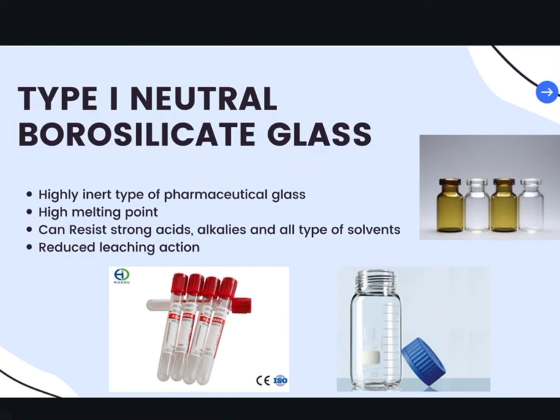It is highly inert type of pharmaceutical glass. It has high melting point, can resist strong acid, alkalis, and all type of solvent. It can reduce leaching action. As we know that it is strong, can resist strong acids. So leaching action means that some reaction that going continuously. So this type 1 neutral borosilicate glass sometimes used as laboratory glass apparatus for injection and for water injection, widely used as glass ampoule and vials.